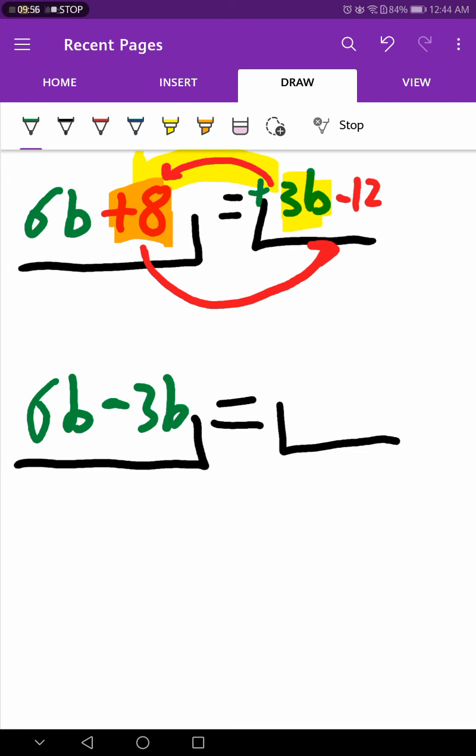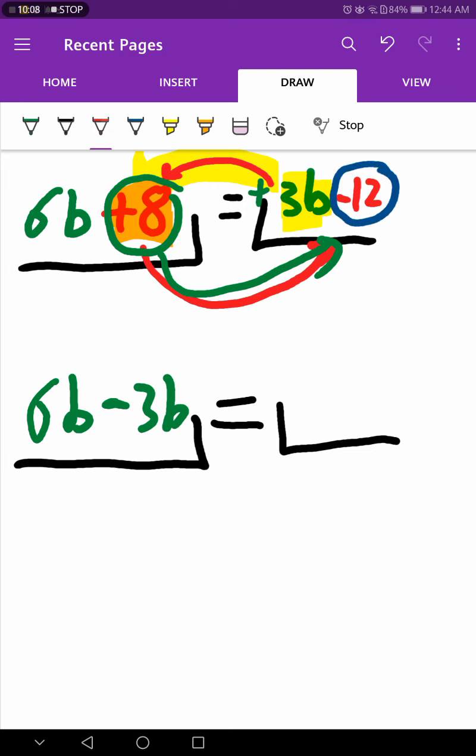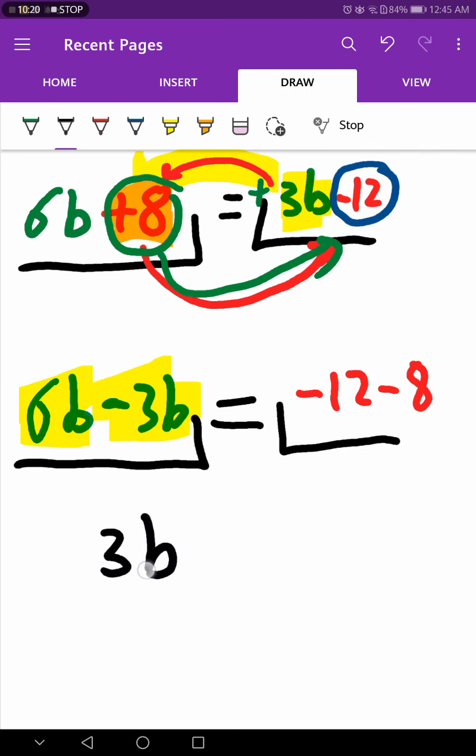And now the 8, I will move it to this side. But before I move it, I will write what is left in the right side, which is negative 12 and negative 8. Now 6b and negative 3b equal 3b, and negative 12 negative 8, yes, it is negative 20. Great boy.